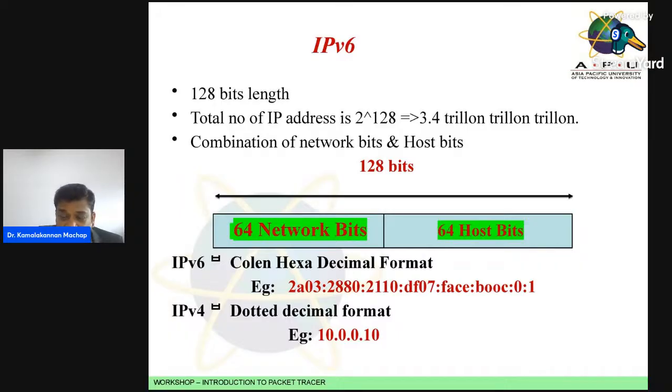Here I want to say something. You can see 2A03, all right, colon 288 colon 2110 colon DF07 colon FACE colon B00C colon 0 colon 1. Why do they put a 0 and 1 here? Why not put some other hexadecimal number? This 0 indicates 0000. In IP version 6, if a block has four consecutive zeros, they can write only a single 0. And if the next block is 0001, it considers only the value of 1. So these kinds of shortcuts are used in IP version 6.